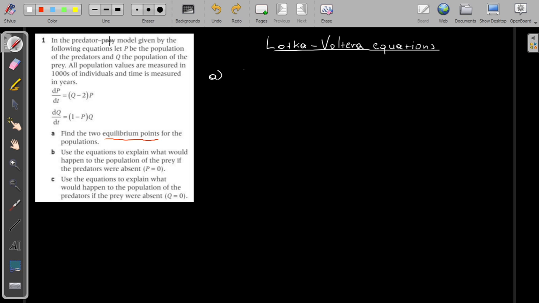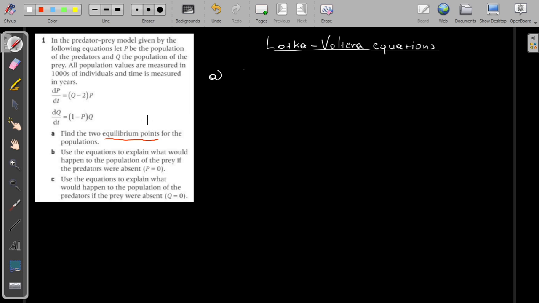In the predator-prey model given by the following equations, let P be the population of the predators and Q the population of the prey. All population values are measured in thousands of individuals and time is measured in years. So I have two differential equations, for P and Q, and the first question asks: find the two equilibrium points for the populations.